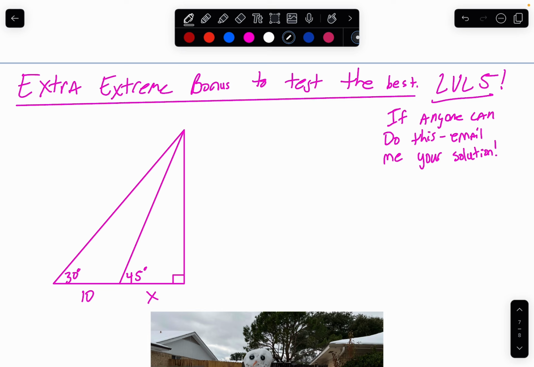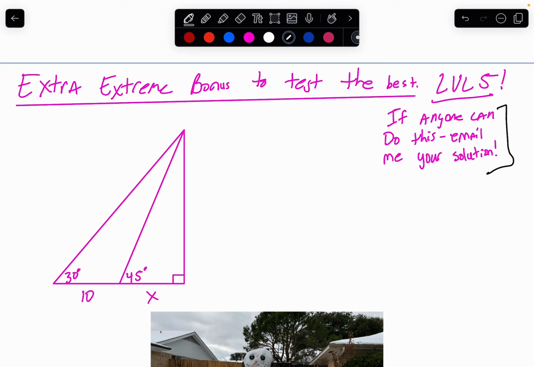Extra, extreme bonus to test the best. Should I show you how to do it? I said if anyone can do it, email me, but if I show you, then that kind of throws that off. It's a hard question. My expectation is that probably no one can do it. I would love to see if anyone can.